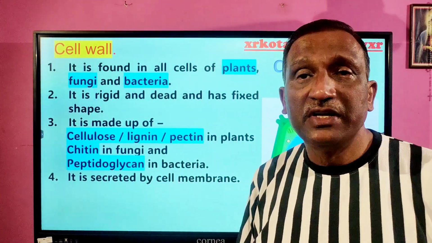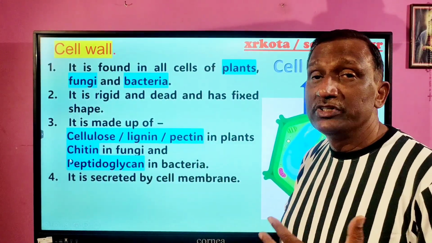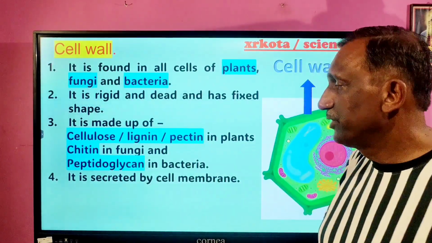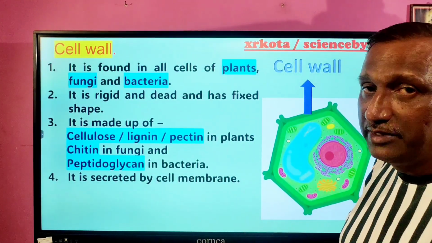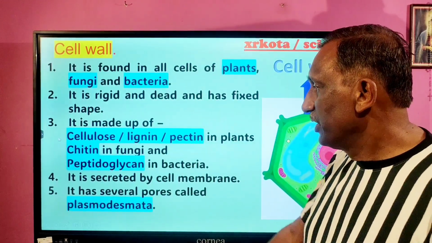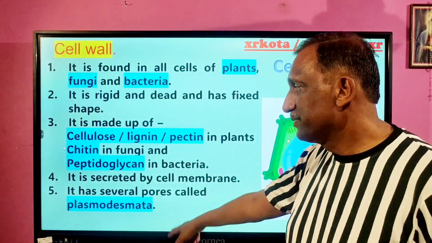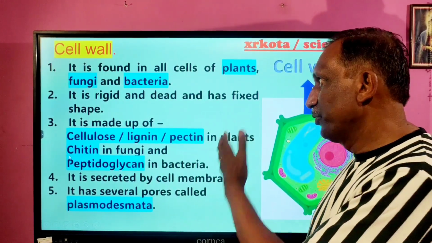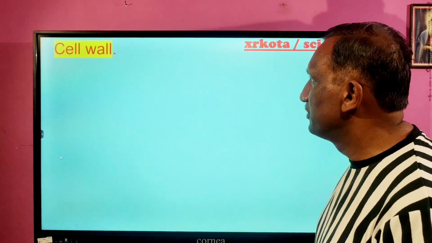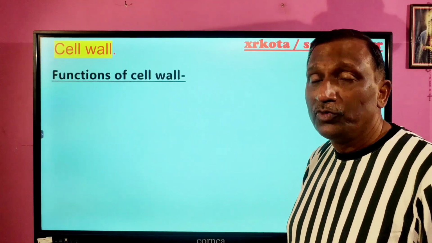It is secreted by the cell membrane. Just now I said it is dead. When it is dead, it will not show its own growth and all, rather it is produced by something else, secreted by something else, taken care of by something else, maintained by something else. Okay, and all that something else is cell membrane. Okay, it has several pores, and these pores are known as plasmodesmata. Okay, so these are the properties of cell wall. There are many more properties, but you all are in class 9, so that is more than enough. Functions of cell wall. What does a cell wall do? So I said it is rigid.